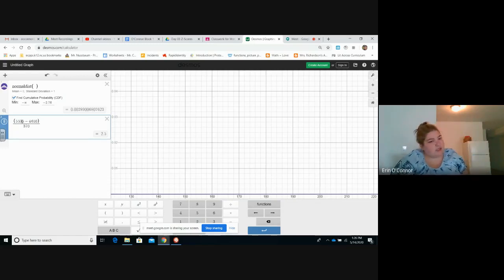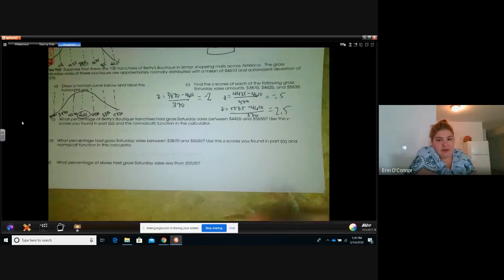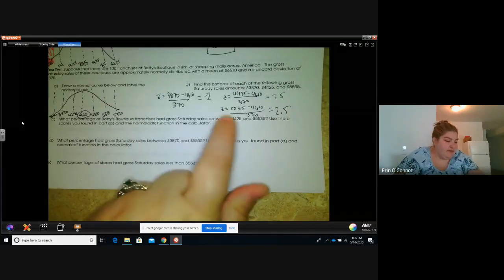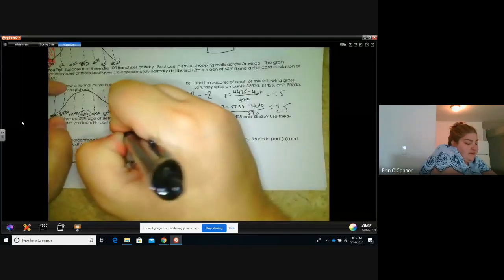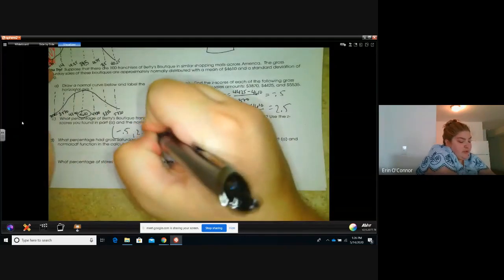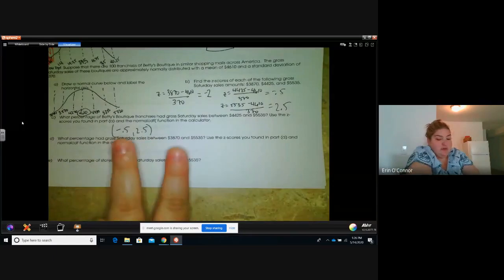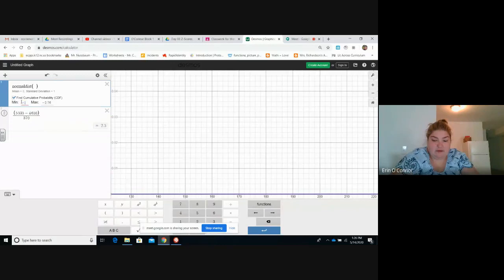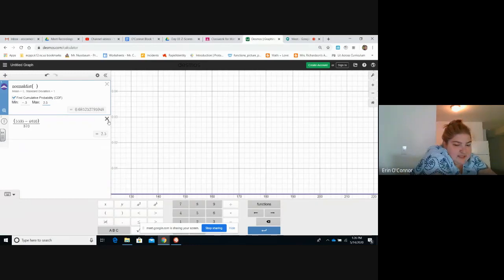So now we did our work there. Let's look at C. What percentage of Betty's Boutique franchises had gross Saturday sales between 4425, which is negative 0.5, and 5535, which is 2.5? So it's between these two z-scores. So we're going to throw them into our z-scores. So negative 0.5 and 2.5 would give us 68.5%.